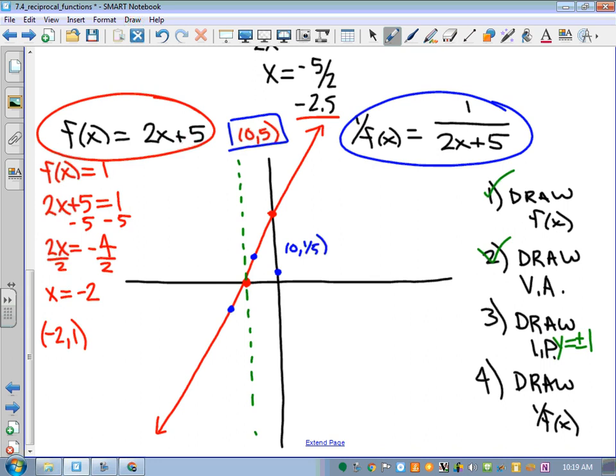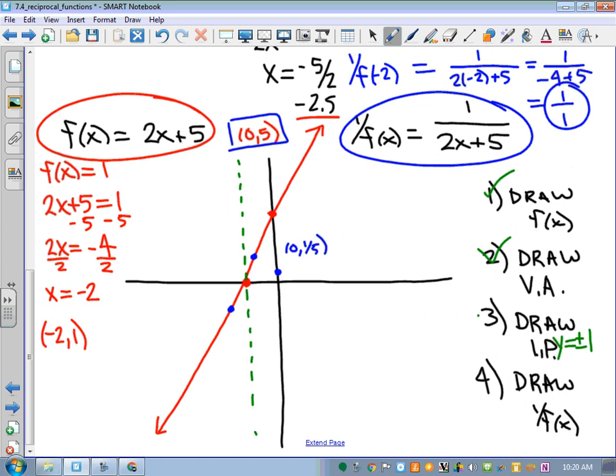And I think it's important to see how that works, that if I want to verify that, then I just need to put the same x value in. So 1 over the function evaluated at negative 2 would be 1 over 2 times negative 2 plus 5, which is 1 over negative 4 plus 5, which is 1 over 1. That's invariant. That's still 1. And we get that on either side. All right, that's step 3. Our invariant points are drawn.